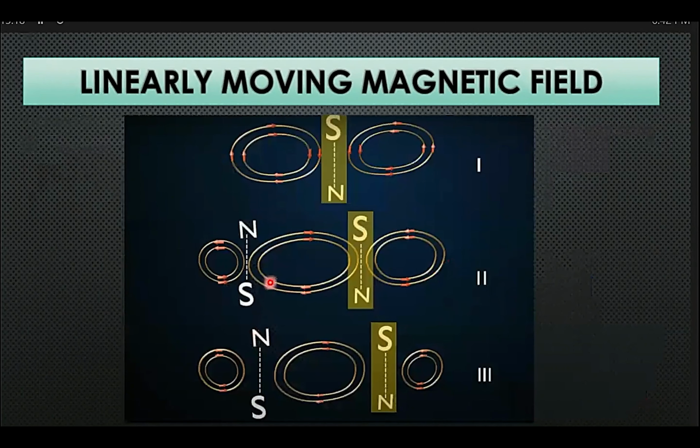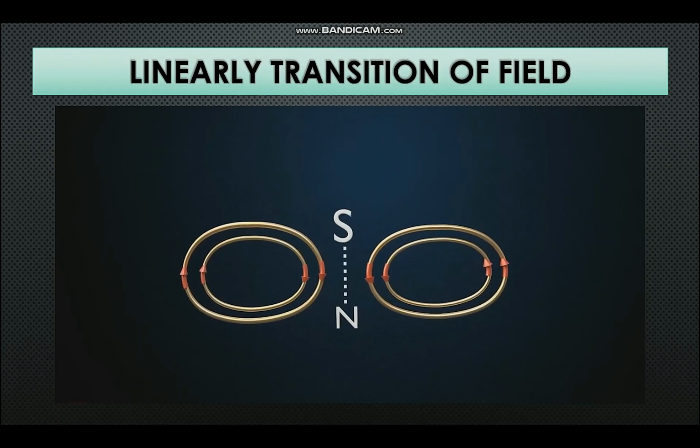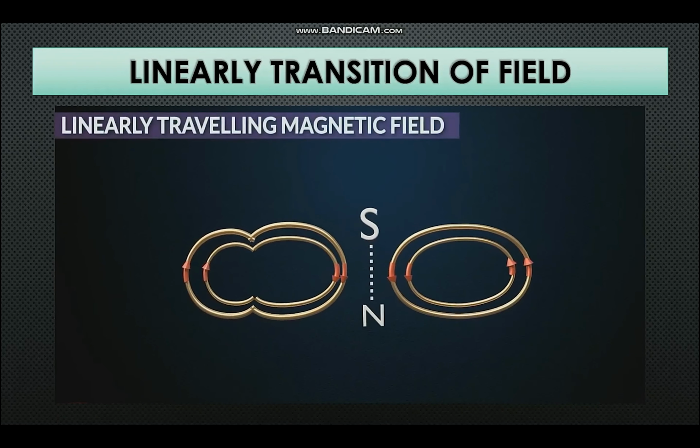After this, if we only take the magnetic field and compare all three instances, we can clearly see that in each instance, the orientation of the south and north pole is shifting slightly towards the right. We continue our analysis here. We are seeing that the magnetic field is moving linearly.